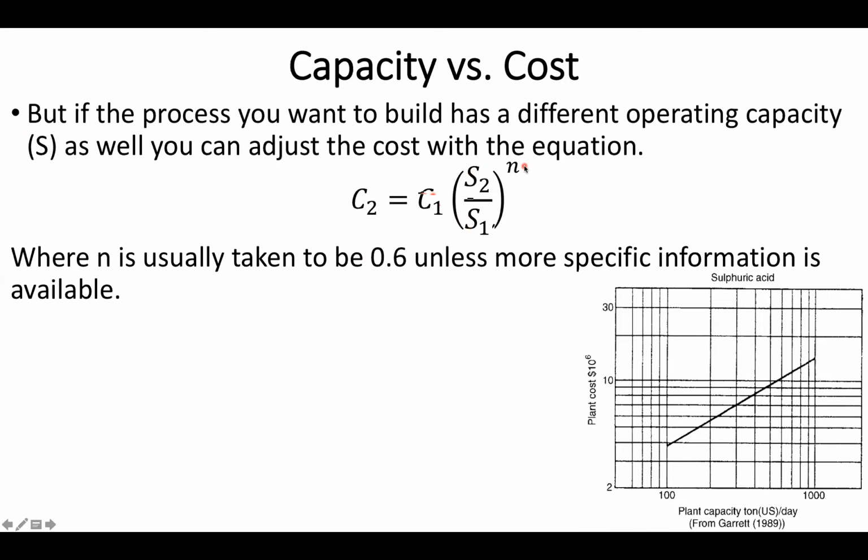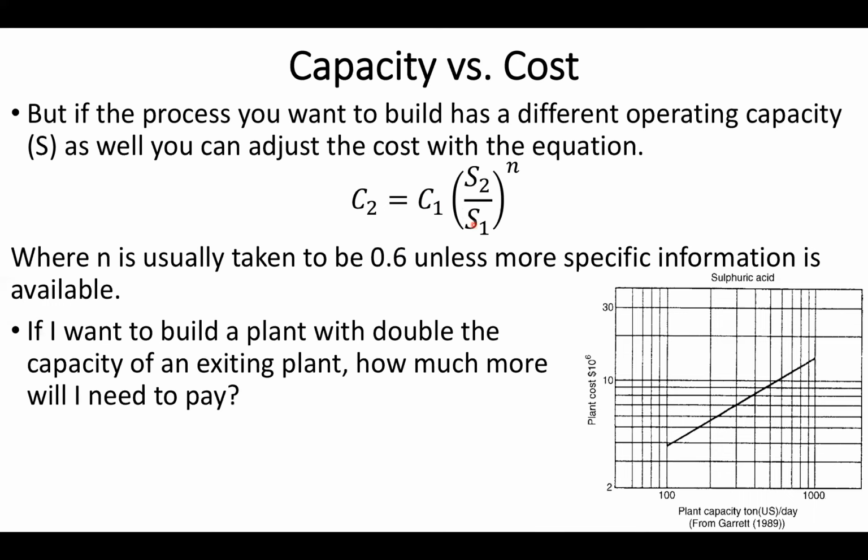n is going to be more of a general scaling parameter, and it's generally taken to be 0.6 unless you have information about scaling for the specific type of plant that you're looking at. So it's a pretty good rough estimate. Now, this actually has some really interesting implications. The first of which is going to be the fact that if I want to build a plant with double the capacity, it turns out I might not end up having to pay twice the cost to build it.